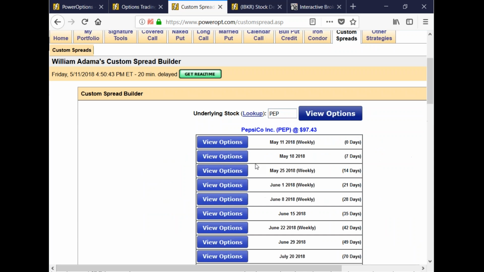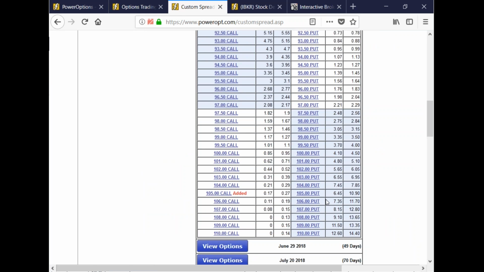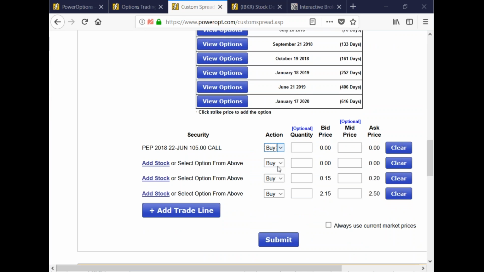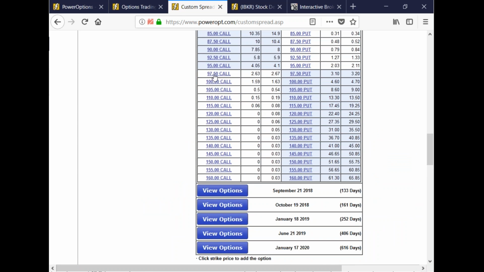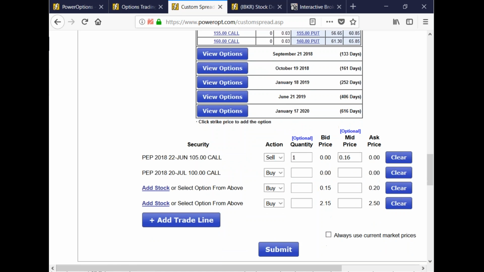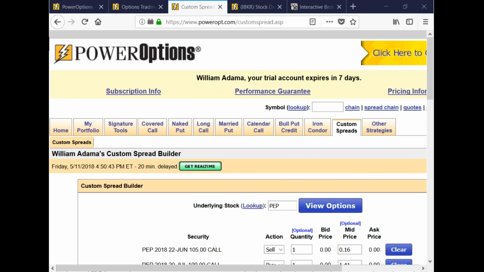Okay, June 105. Shorted. This is your short. It's the June 22. 105. 16 cents, I guess. And you bought July 100 for 141. All right. Okay. And you say, what would be the best exit criteria for this kind of position?